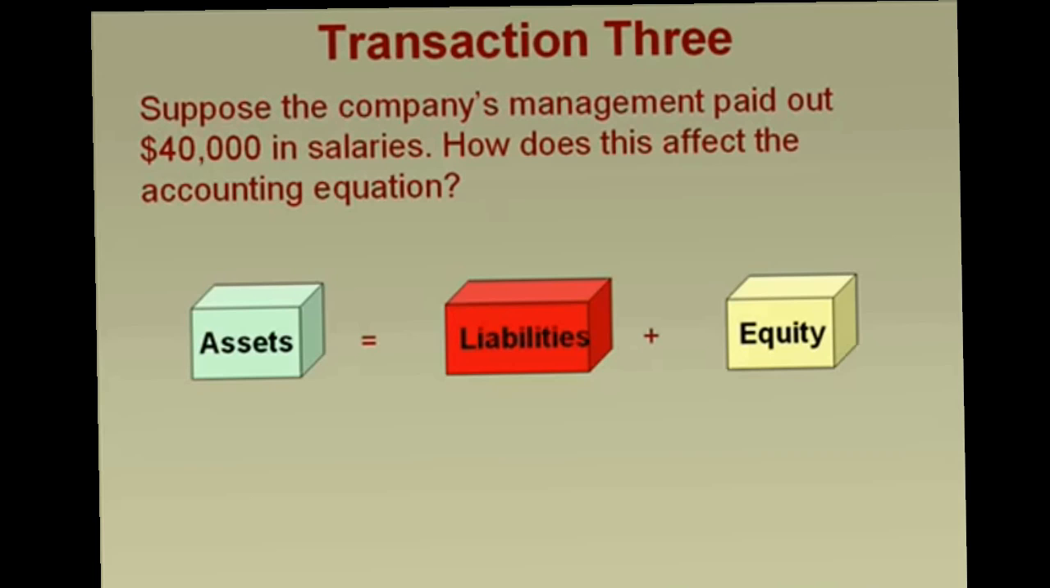Suppose the company's management paid out 40,000 in salaries. How does this affect the accounting equation? Let me put the present situation up. There you go. This is from the previous transaction. This is how it stands. Stop the presentation now. Write down your answer. When you're done, start again.